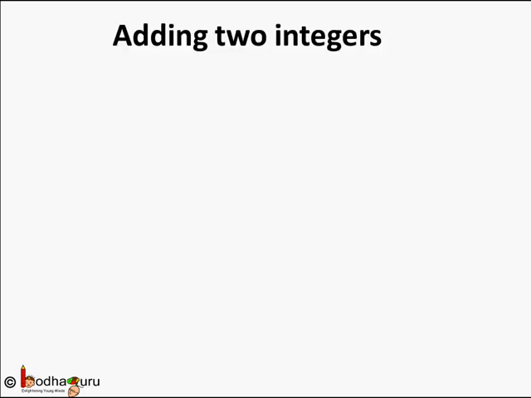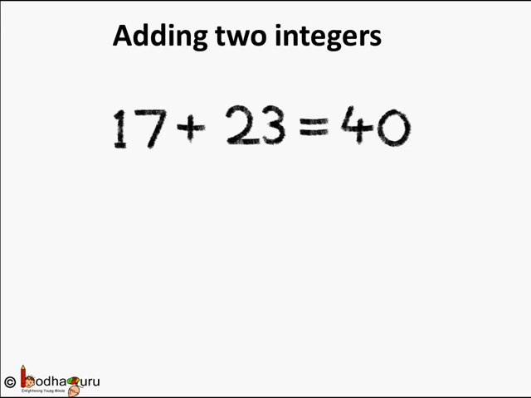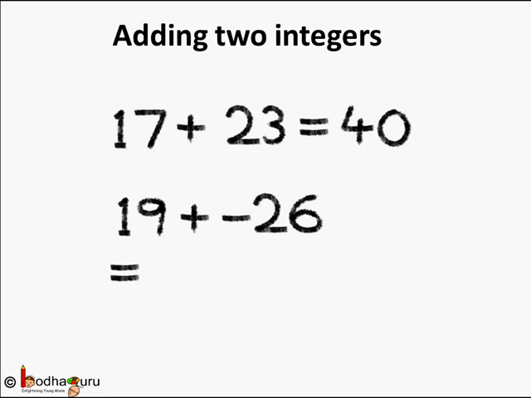The properties of rational numbers. What happens when we add two integers? Let us see. 17 plus 23. It is equal to 40. 19 plus minus 26. Here we are adding one positive and one negative integer.